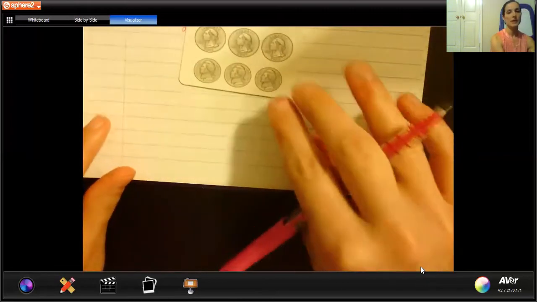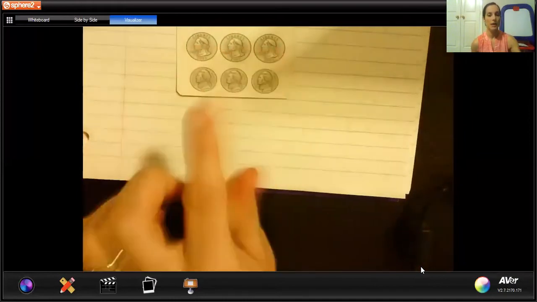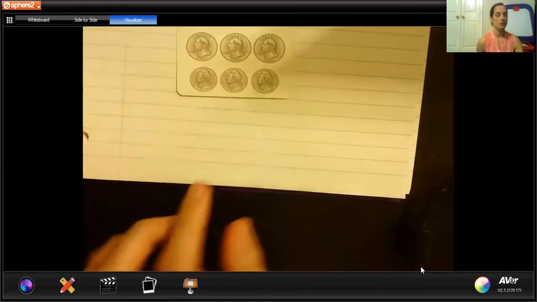Okay, and then finally, we have one more. And this is right here. And as you can see, we have a lot of coins in our collection. We have 3 quarters and we have 3 nickels.